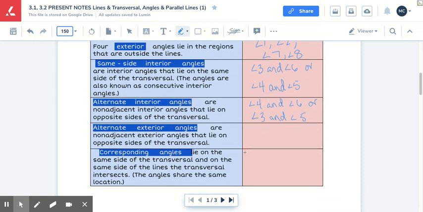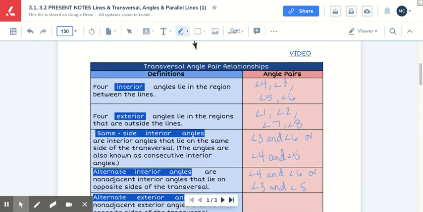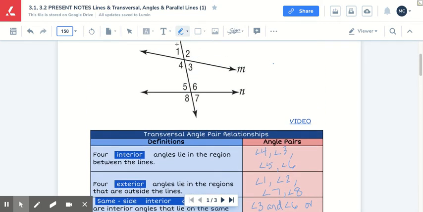The next relationship is alternate exterior angles. So these are non-adjacent exterior angles that lie on opposite sides of the transversal. So again, they do have to be non-adjacent, so they're not the ones that are next to each other. They have to be exterior, so they're outside of the two lines that were cut by the transversal. So on this picture, our alternate exterior angles would be 1 would have an alternate exterior angle of 7, opposite side of the transversal and opposite exterior edge there. So 1 and 7 are a pair, 2 and 8 are also a pair.